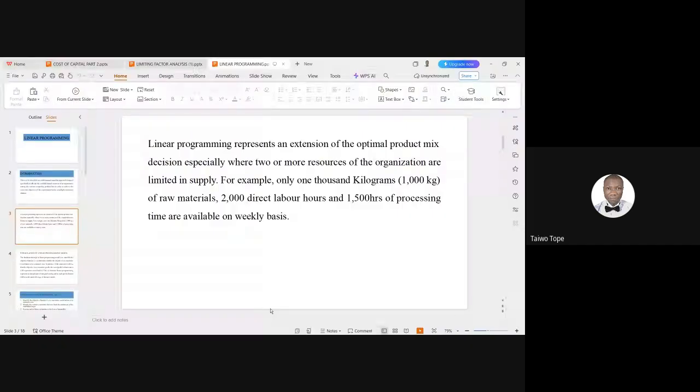As I've said, this limiting factor or linear programming represents an extension of the optimal product mix decision, especially where two or more resources of the organization are limited in supply. For example, in an organization where you have only 1,000 kilograms of raw material and 2,000 direct labor hours and 1,500 hours of processing time available on a weekly basis. In this scenario, you can discover that this organization is faced with more than one limiting factor. Hence, the concept of linear programming will set in.